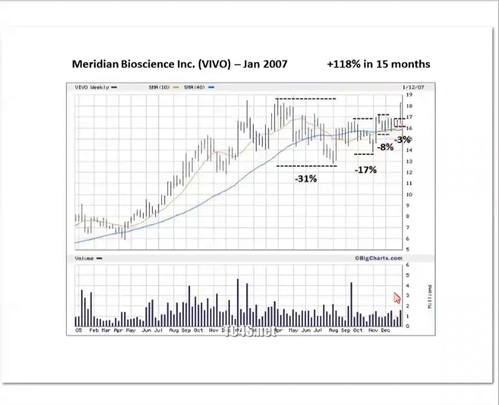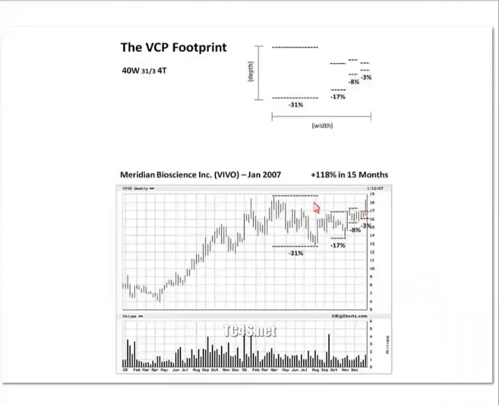And then you want to see that volume contract, and that's where you get the VCP starting to conclude and that line of least resistance being formed. And as it starts to move through there, that's where we're looking to buy. Now, if we were to take this and just pull this off of the chart, you would see what we call the VCP footprint.